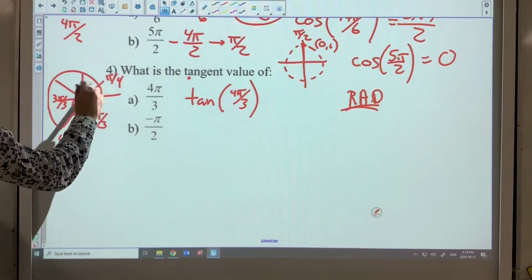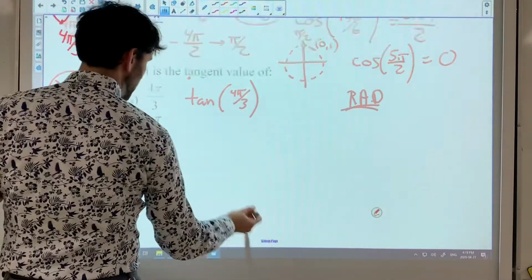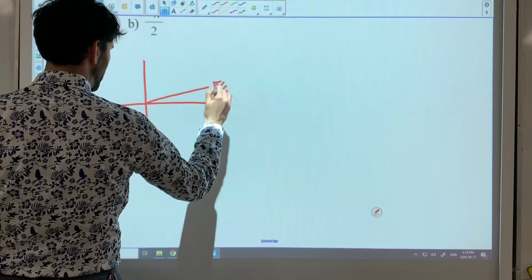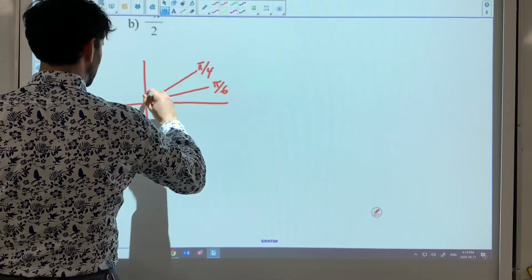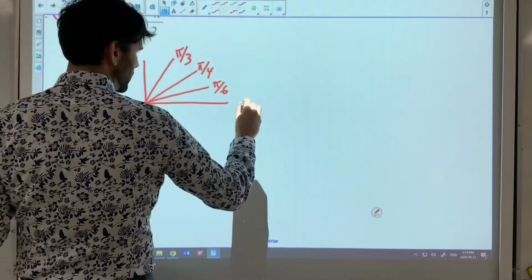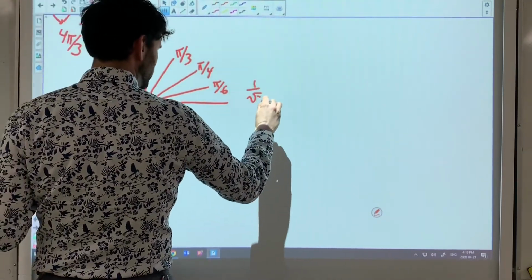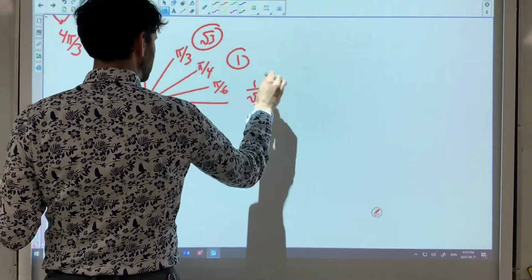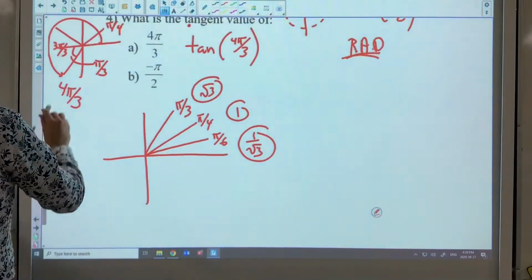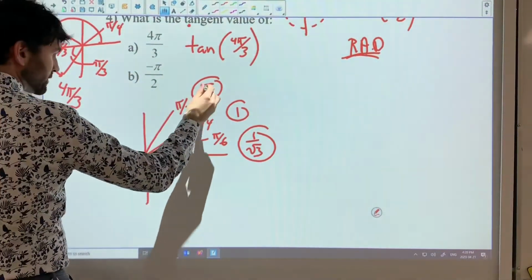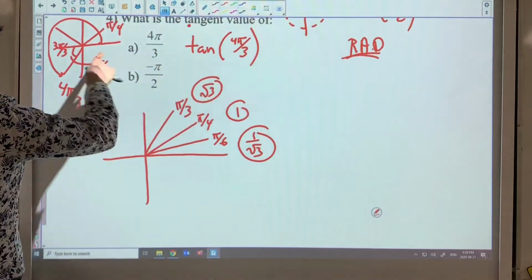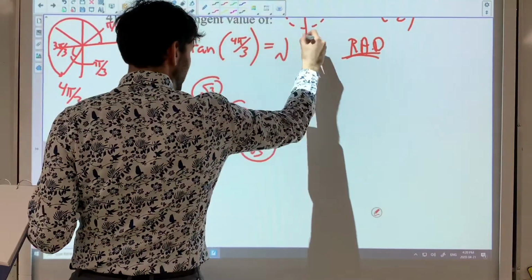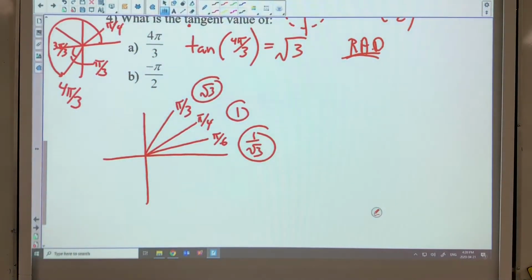Okay, I recommend that in quadrant 1 you actually memorize your tangent values just in quadrant 1. They're sort of easy to remember, so it goes pi over 6, pi over 4, and pi over 3. And the corresponding tangent values go like this. It's 1 over square root 3, 1, square root 3. Okay, so for a reference angle of pi over 3, the tangent value is square root 3. Now we're in quadrant 3 where y and x are both negative, so overall a negative divided by a negative is positive, and that's how you get that one.